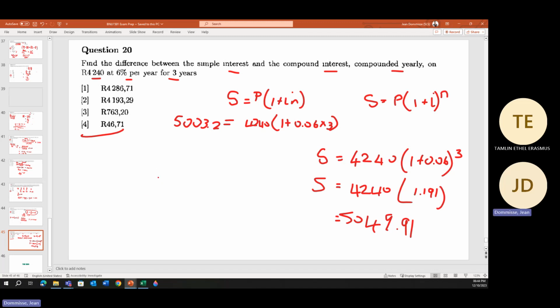46.71. Okay, who would have thought that over a 3-year period the only difference between interest compounded and interest simple is 46 Rand. Okay, so again, it would have been the minus the 5003.2. Okay, cool. So that is another paper that we have gone through.